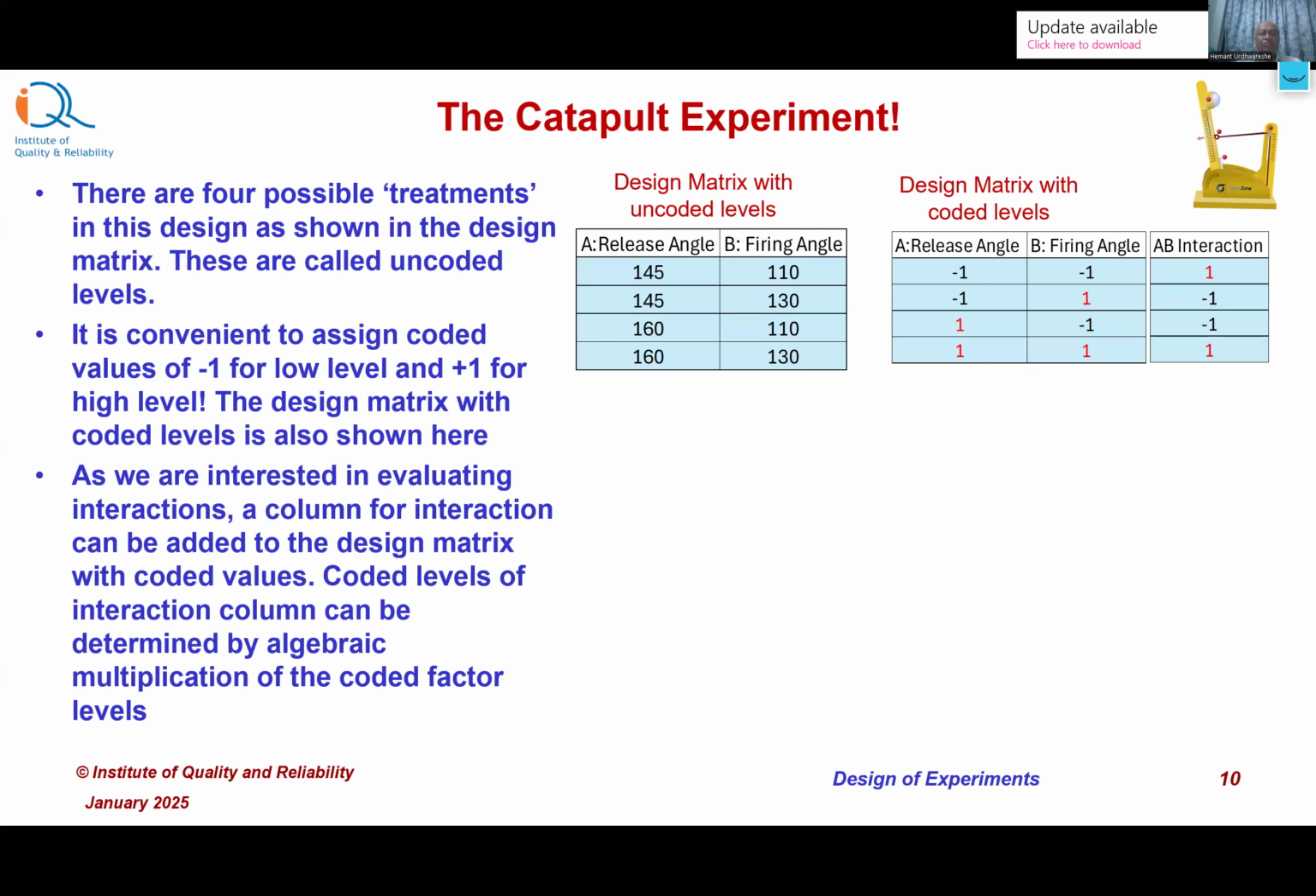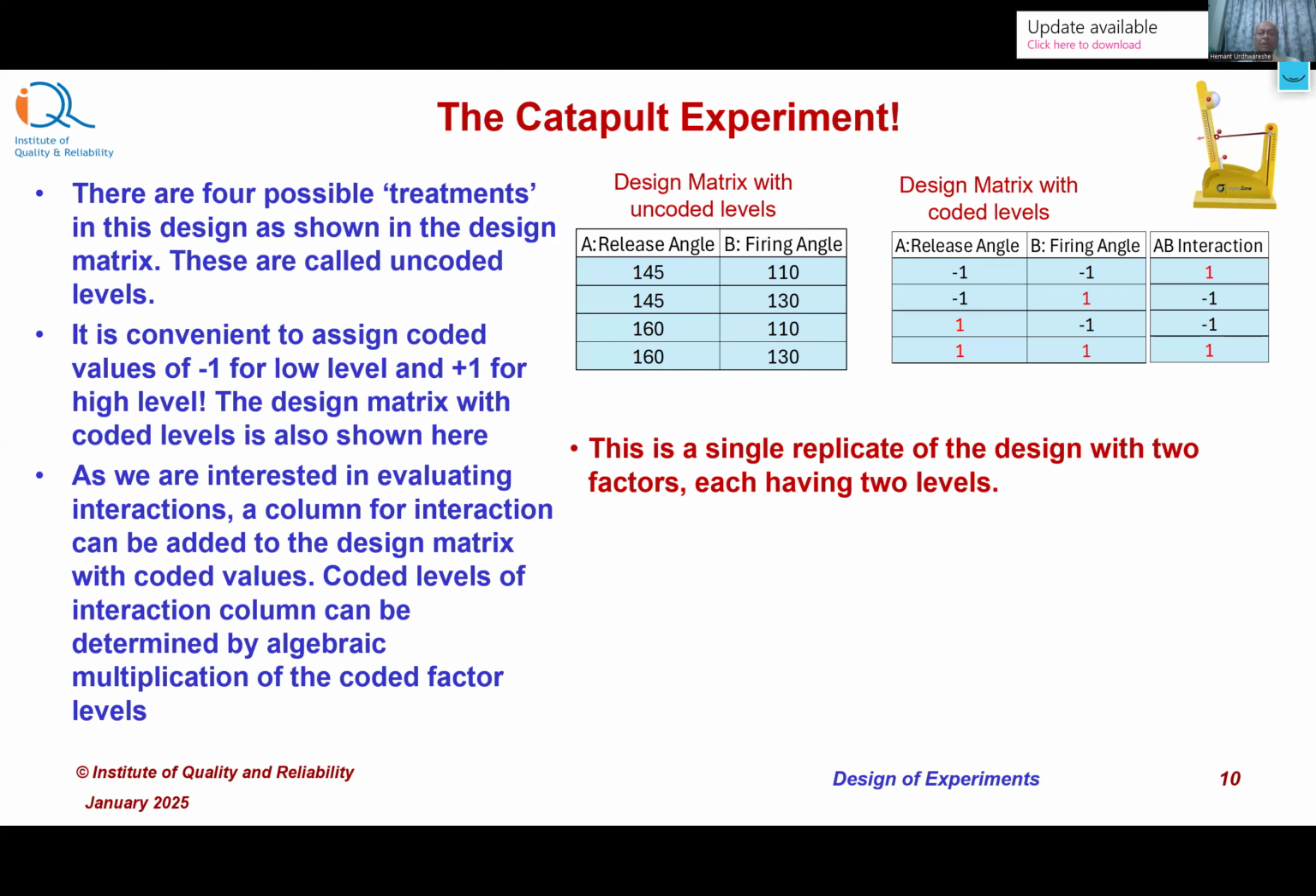So this we have done. Now there are 4 treatments in this. I'll go further. This is a single replicate. This is known as a single replicate of the design with 2 factors, each having 2 levels, because each combination you are only trying once.